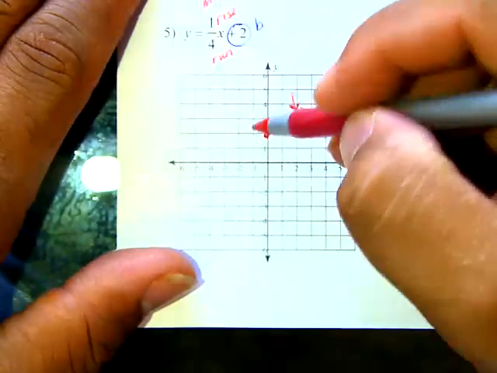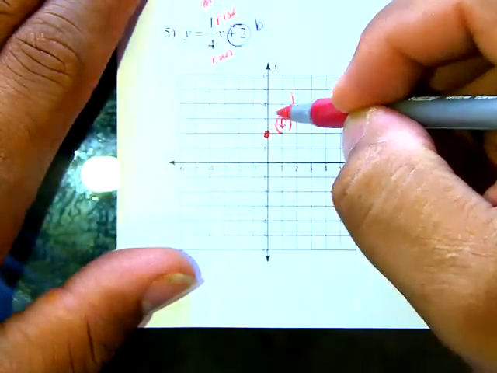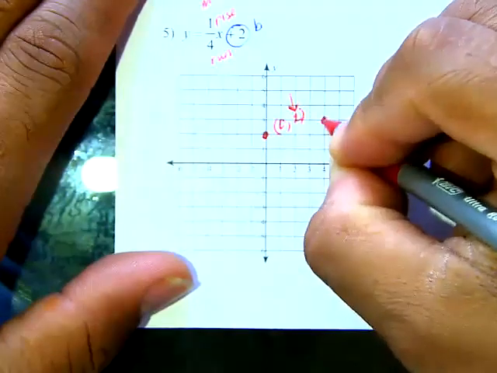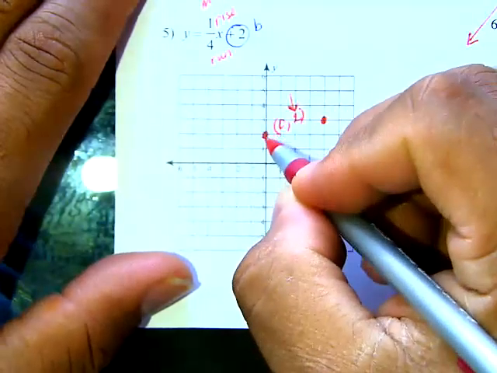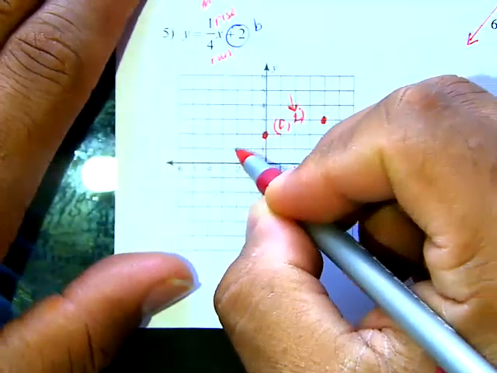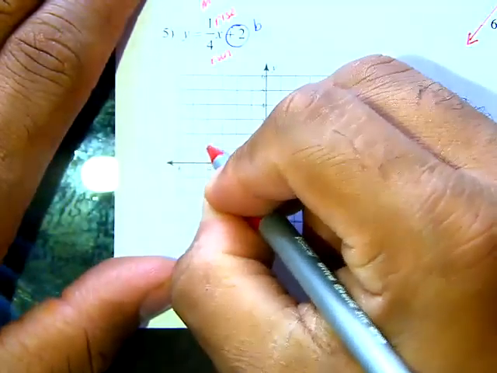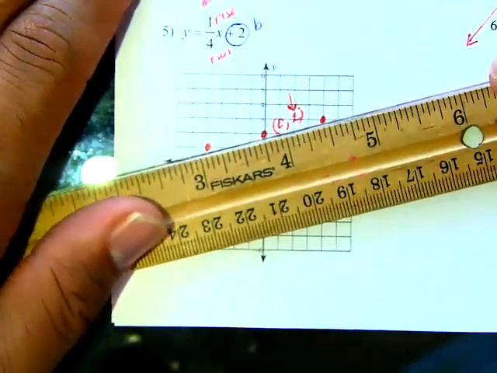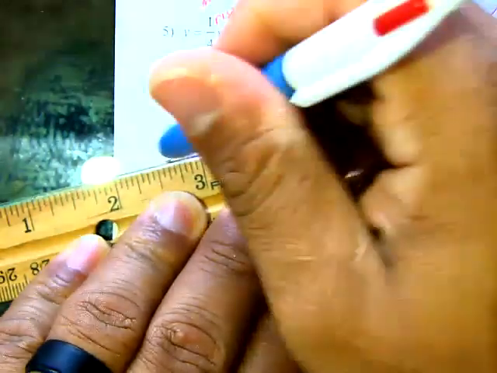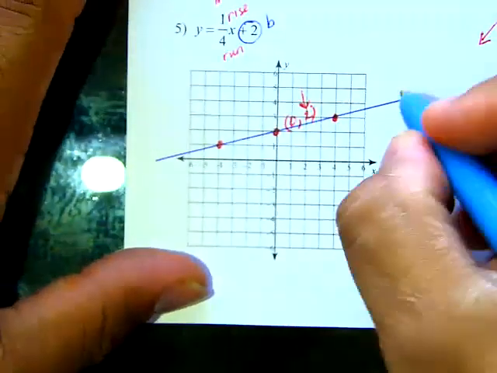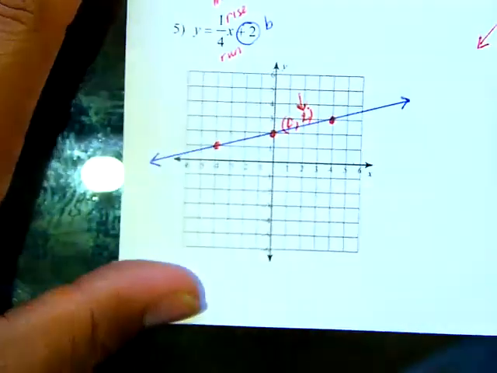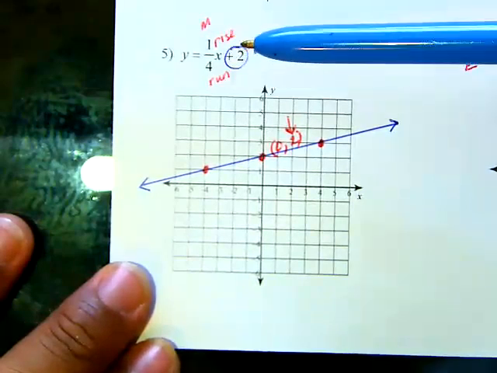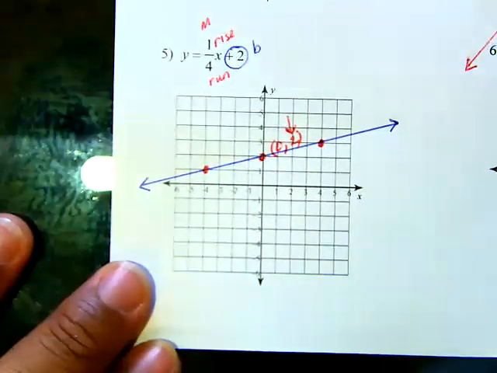Now we're going to rise 1 and run 4. So rise 1, run 4. 1, 2, 3, 4. And we can work backwards. We can fall 1 and run to the left 4. 1, 2, 3, 4. You only need 2 points, but in this case, I made 3. Connect the points. And this is y is equal to 1/4 x plus 2.